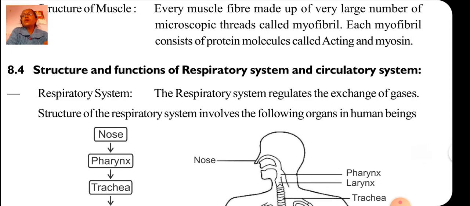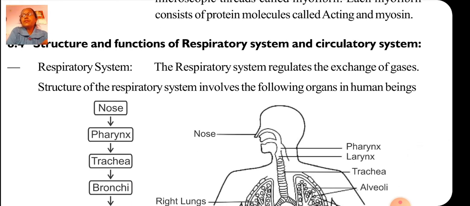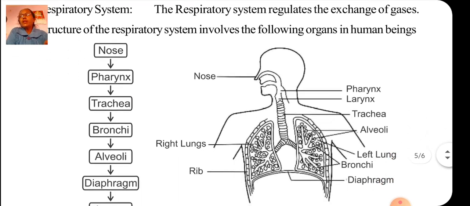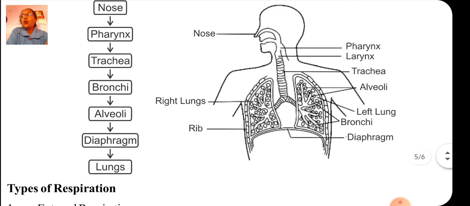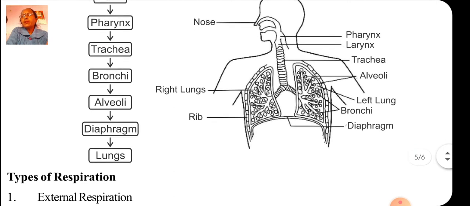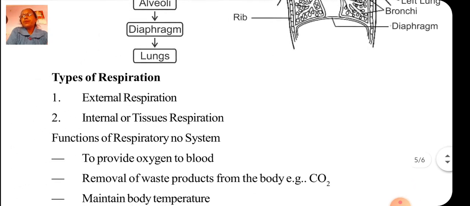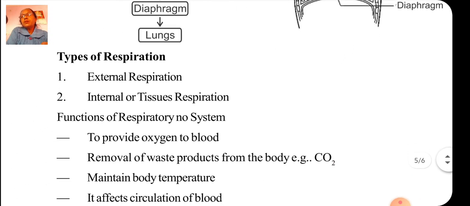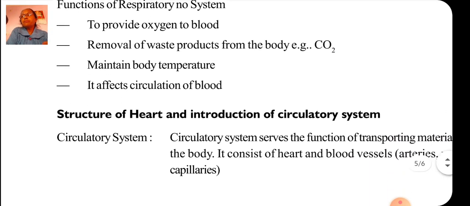Structure and functions of the respiratory system and circulatory system. Respiratory system. The respiratory system regulates the exchange of gases. The structure of the respiratory system involves the following organs in our human body: nose, pharynx, trachea, bronchi, alveoli, diaphragm and lungs. Now, types of respiration: external respiration, internal respiration or tissue respiration. Functions of the respiratory system.